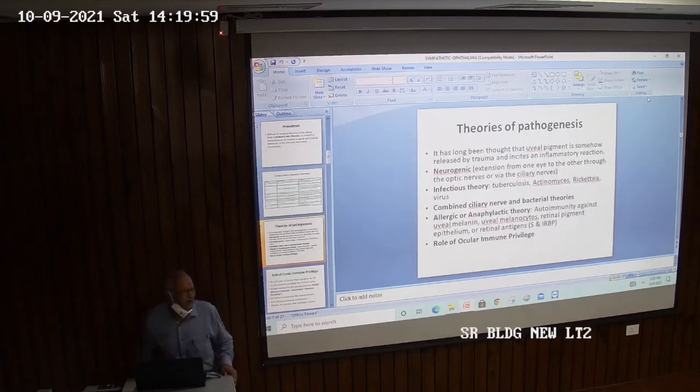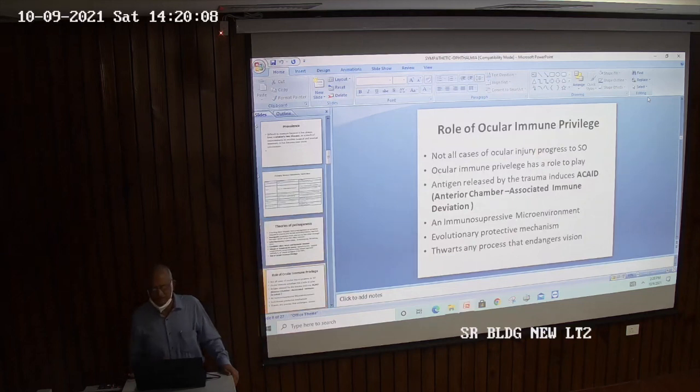The role of ocular immune privilege also depends on how immune your eye is. What is the immunological theory? Role of ocular immune privilege: not all cases of injury progress. They think the injury is the cause, but not all injuries give rise to this. Ocular immune privilege has a role to play. Suppose I have a better immune system, then I will not develop it. It varies between people. There are immunosuppressive microenvironments, an evolutionary protective mechanism, so the ocular immune system also takes part.